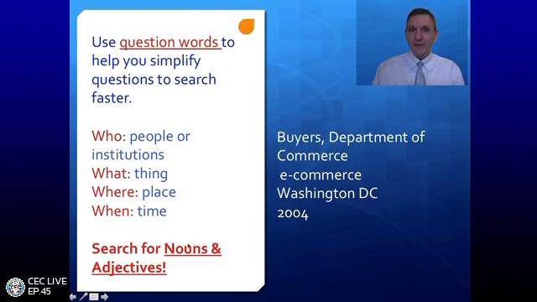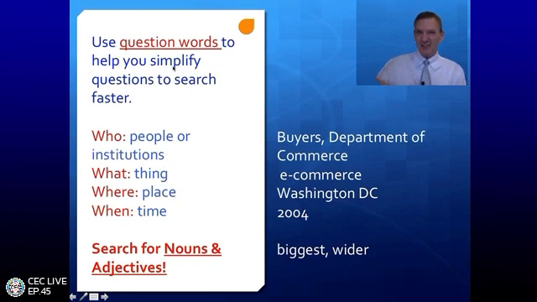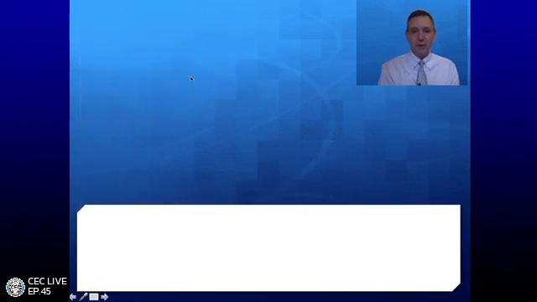Another good thing to understand is that basically what you're looking for are nouns and adjectives. So even before you read the questions, you read the text really fast with your finger and underline any nouns or adjectives that you find. Adjectives like biggest or wider.